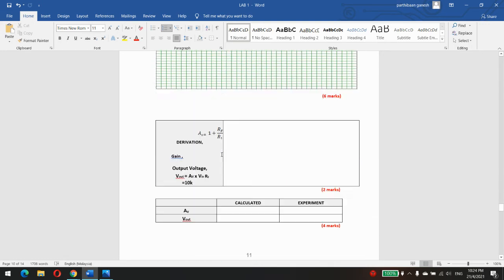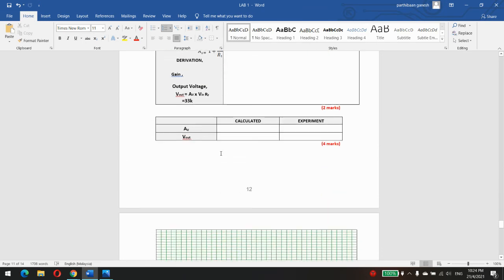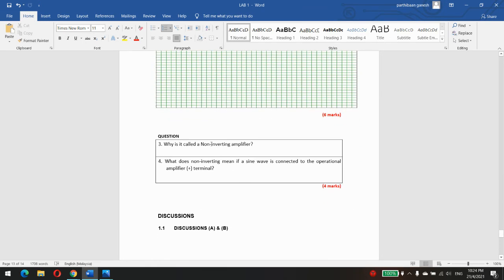Now for non-inverting: why is it called a non-inverting amplifier? It is called non-inverting because it produces only an amplified output signal. As we can see, this output signal is non-inverting, in phase with the applied input signal. So it is non-inverting because the wave will not change its phase.